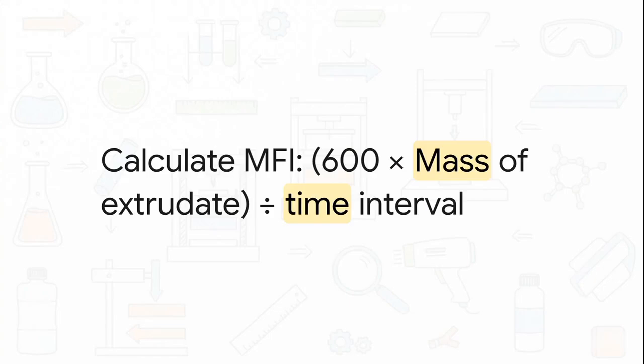I want you to write this formula huge on your page. MFI equals the average weight of the extrudate in grams multiplied by 600, all divided by the time interval in seconds. Wait, why are we multiplying by 600?